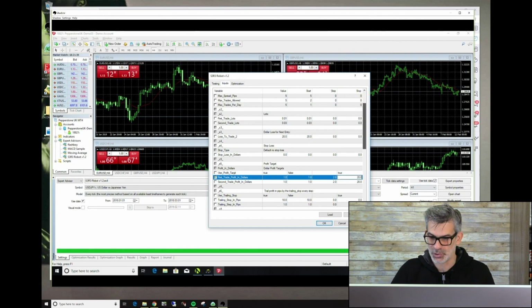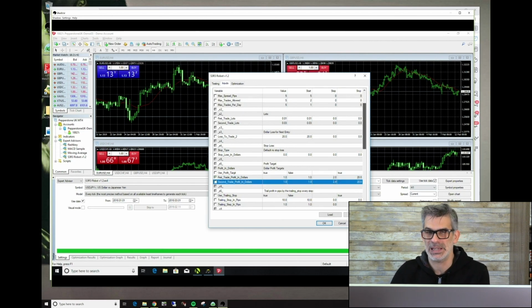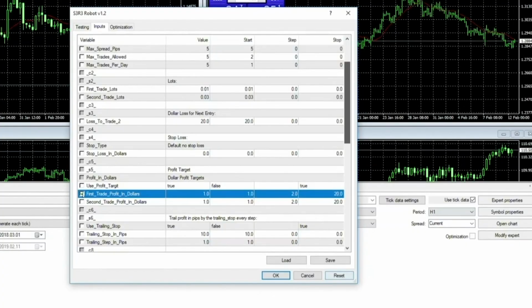So what I want to do is I want to try to backtest and see if a larger profit target makes more sense. Right now, I'm just going for 10 pips every time that R3 or S3 is hit. But what I'd like to do is see if I could go for a larger profit target every single time the trade is opened. So what I do in the strategy tester inputs is check the box under first trade profit in dollars, and I start testing with $1 or a 10 pip profit target. And then I move up to $2 at a time, all the way up to $20 as a profit target.